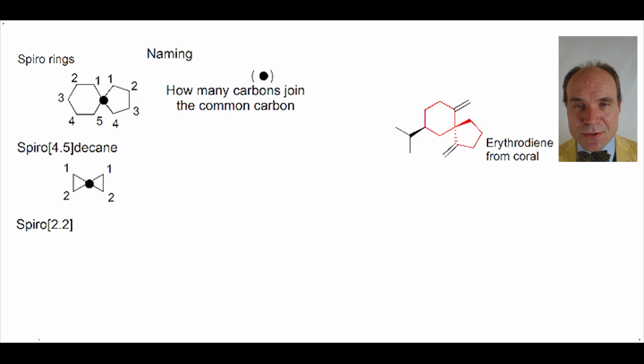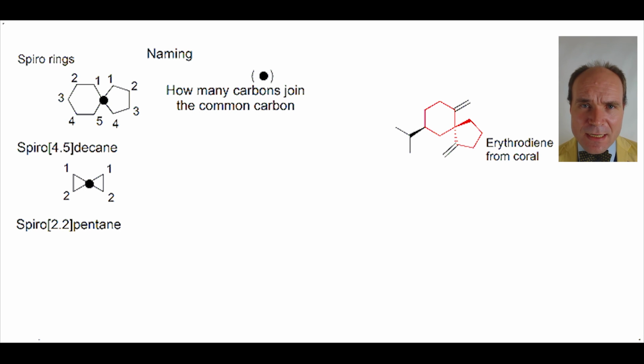What about the total number of carbons in the molecule? Well, we have 5 carbons here, so that's pent for 5, pentane. The systematic IUPAC name for this molecule is going to be Spiro 2,2-pentane.